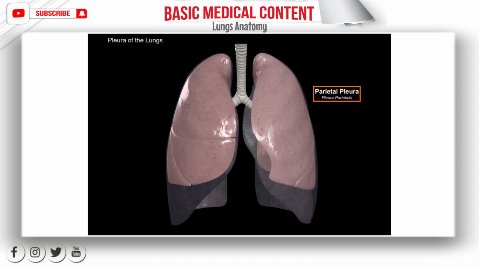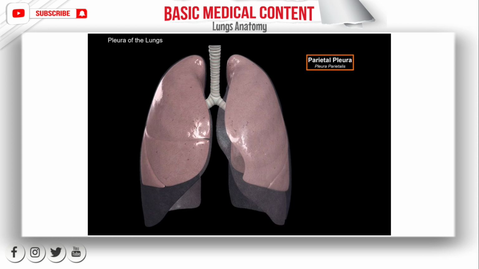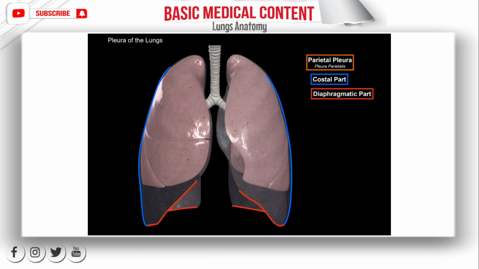And since it's in contact with different structures, we also divide it into parts, just like we did with the lungs in the beginning of this video. We have the costal part, which is in contact with the ribs. There's the diaphragmatic part towards the diaphragm. There's the mediastinal part towards the mediastinum. And then there's the pleural cupola, which is where the parietal pleura covers the apex of the lungs.